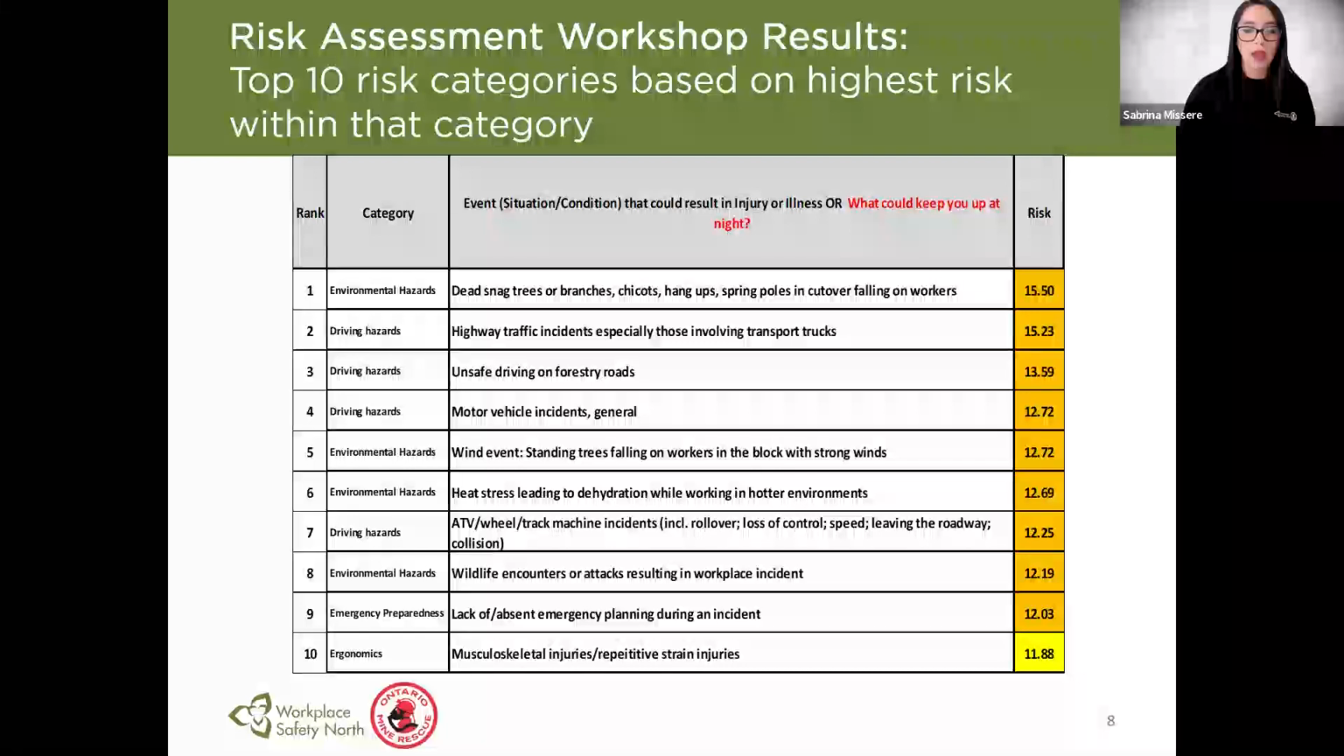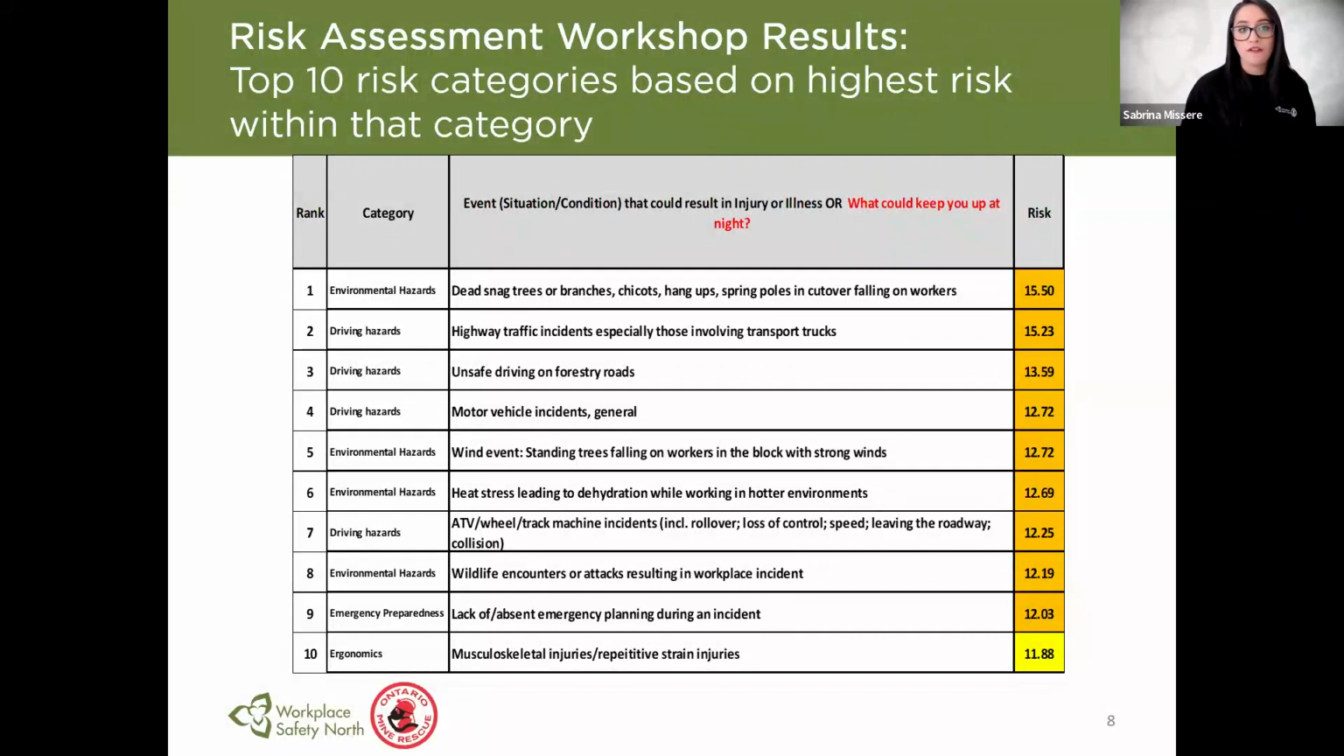Another important thing to note from this is that numbers 2, 3, 4, and 7 were related to driving hazards. And again, when we look at the contributing factors, we're able to identify that all 4 of those driving related events had similar contributing factors again. Now, because both environmental and driving related events made up much of the top 10, there was a lot of discussion with the group around which risk to focus on for the root cause analysis.